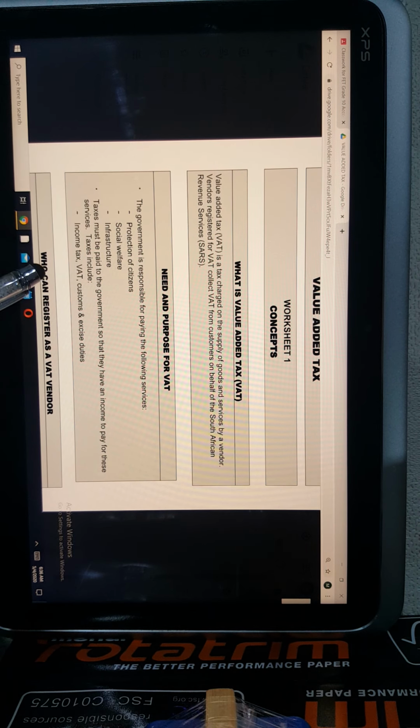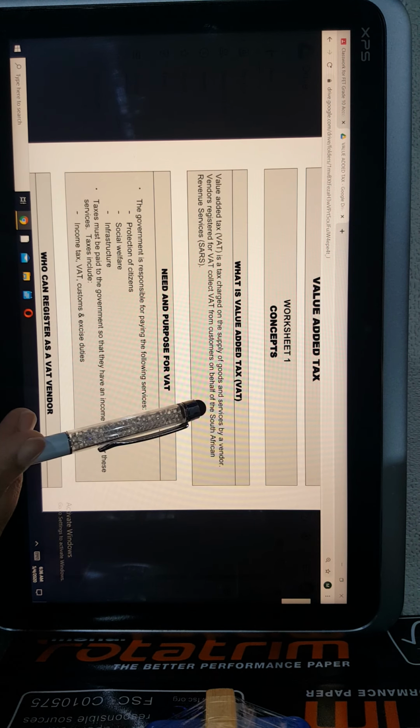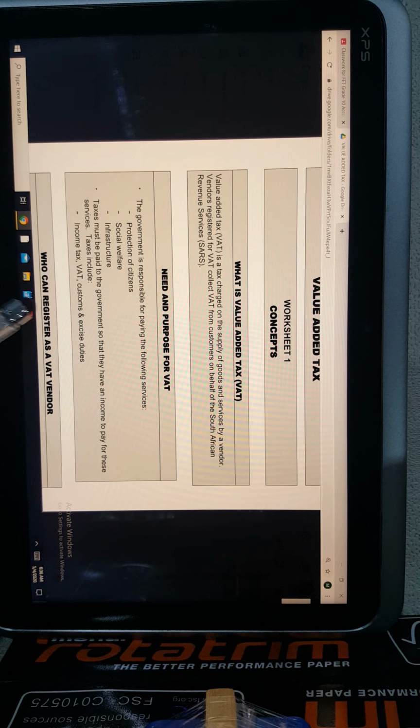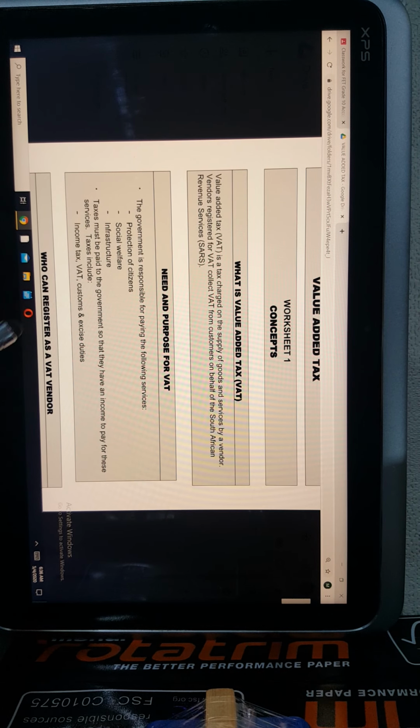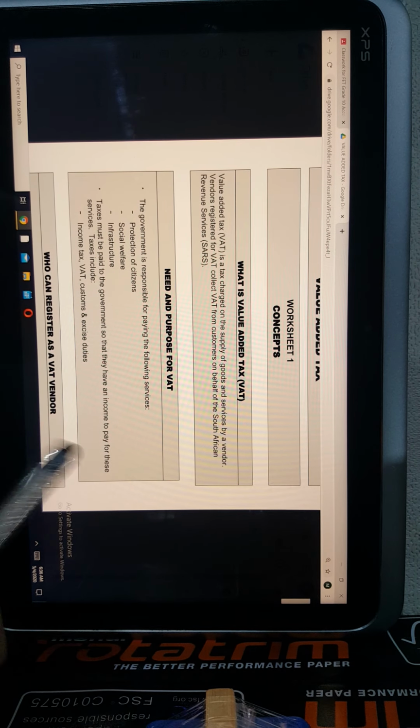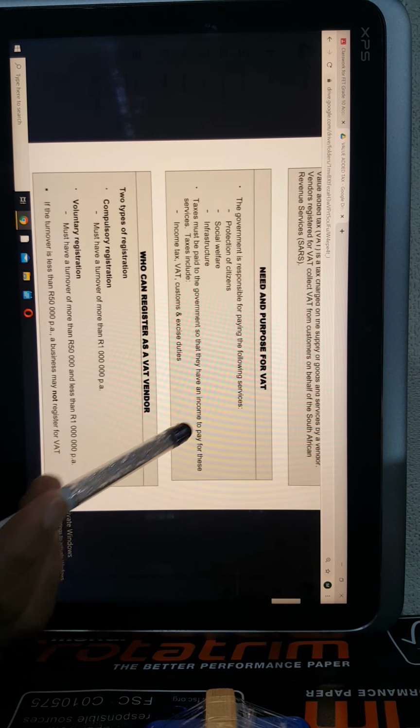VAT is charged on goods and services, right? So when we go to buy things at the shop, even if you go to buy any item from the shop, you'll see that you must look at your till slip, they're charging you VAT. So the government eventually gets that VAT back and then they're using it for services, right? Customs and excise duties means when you're bringing things from other countries, you have to pay a tax, or when you're sending things out of the country, you have to pay a tax, right?